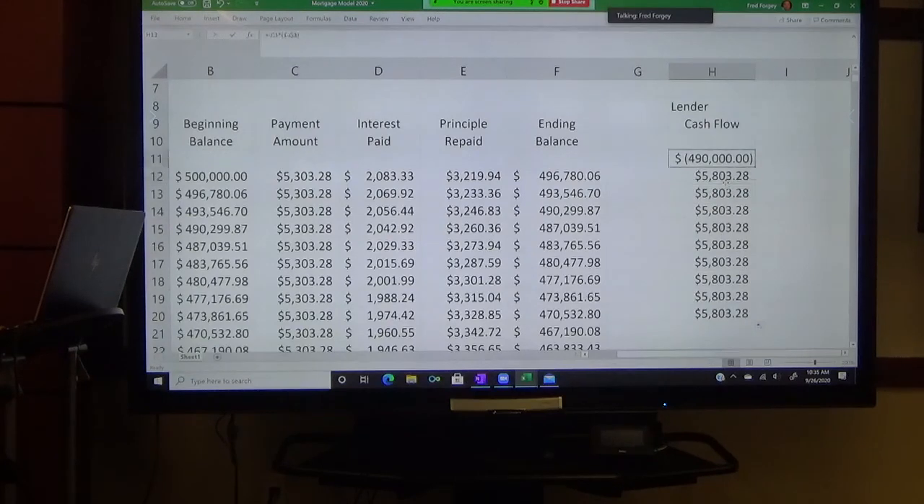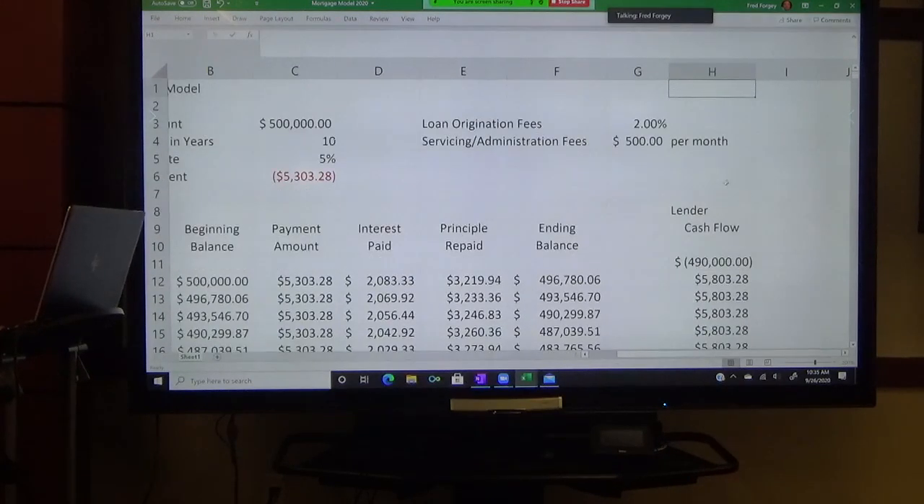Okay? So we're doing this incrementally so you can kind of get a sense of what we're doing. So let's just look. If we were to change that to $0 a month, then it puts it back to the original amount.